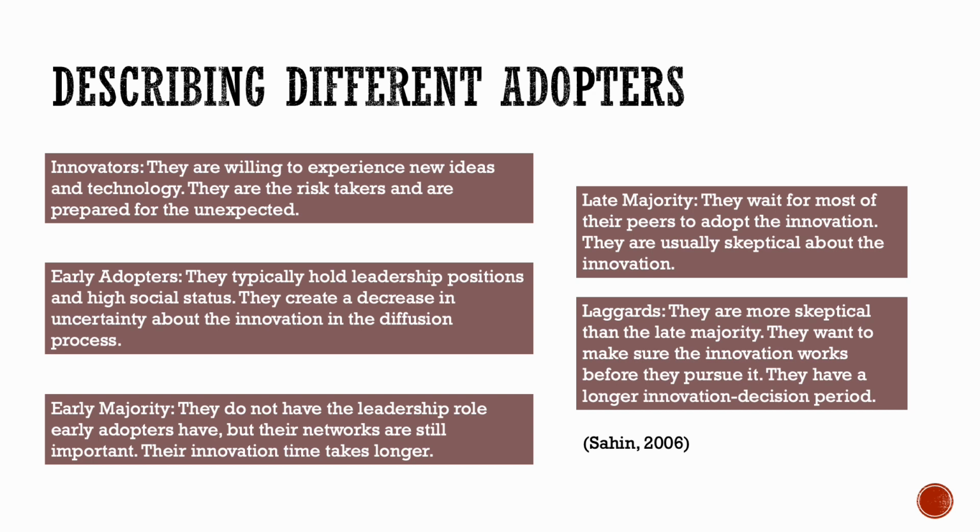The late majority, they typically wait for most of their peers to adopt the innovation. They're usually skeptical about the innovation itself. So they're not 100% sure if they should be using it in their classroom, but they want to see how their peers use it before they start using it themselves, because they want to know what the hiccups will be and how to prepare for those hiccups.